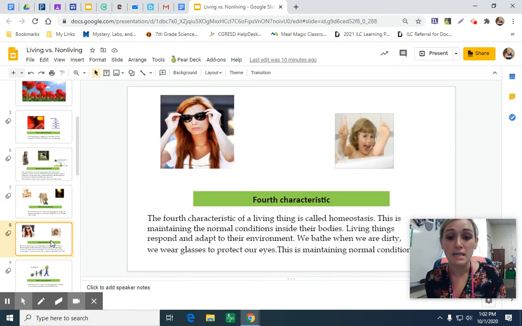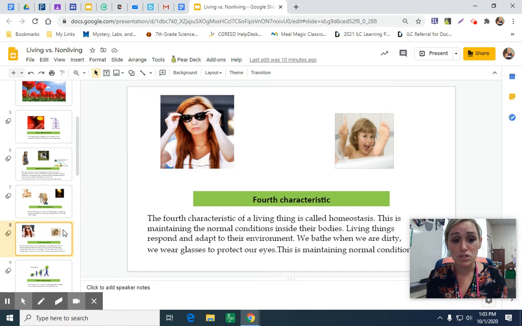The fourth characteristic is called homeostasis. This is the test where the item must be able to respond to a stimulus. Right now, the beautiful trees are changing color. They're responding to the stimuli of the colder weather in our environment.